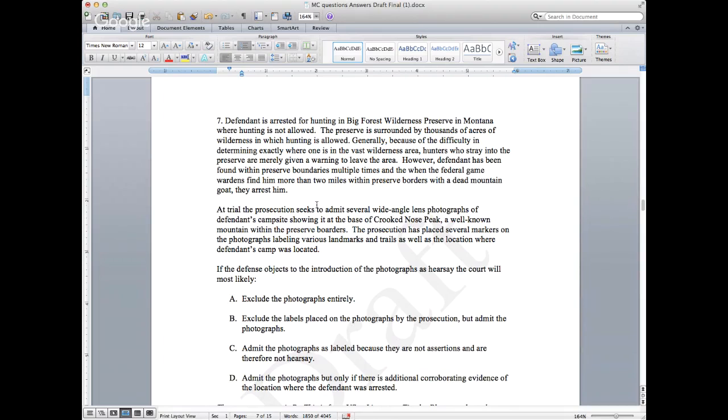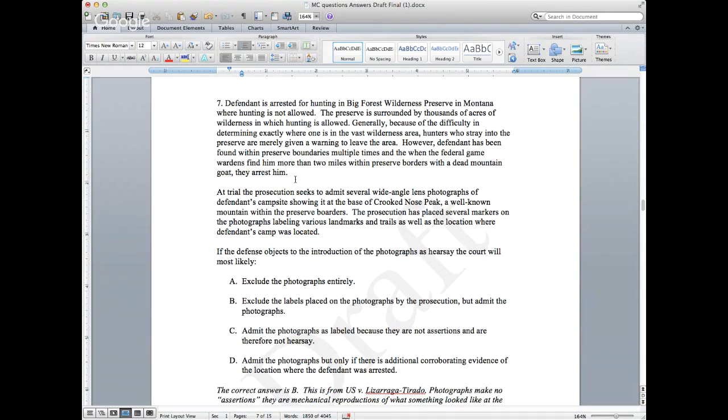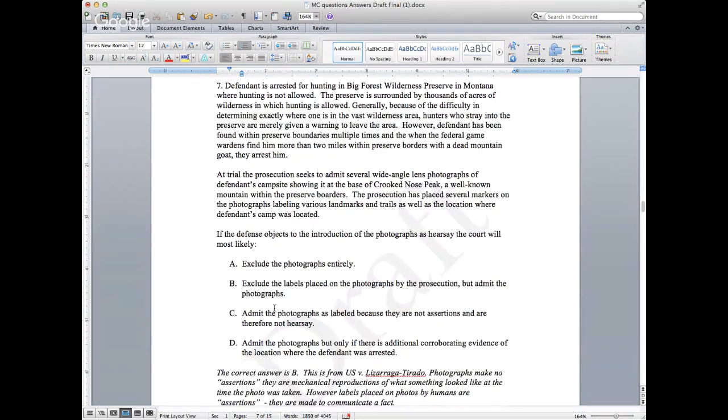This question is just giving me such a hard time. I don't know why I'm chopping it up. But simply put, we have pictures. There's some markings on them telling us where things are within the pictures. So I'm looking to say admit the pictures because they're not assertions, but the labels may be. So let's see what the answer is. The answer is B.